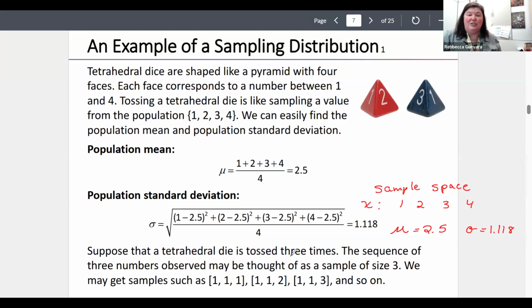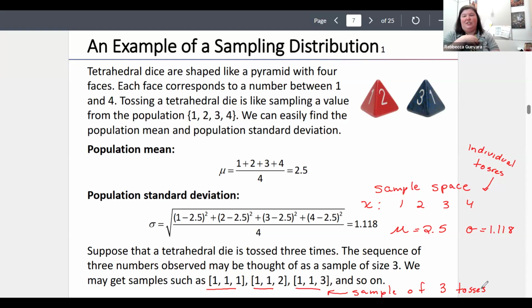Suppose that the tetrahedral die is tossed 3 times. So we're not recording individual tosses. What we're looking at is a sample of 3 tosses. So what we have here are samples. So everything we've done so far has been really focusing on individual values. We've been looking at if I do something one time, what are the probabilities. Here we're looking at groups. So the sequence of numbers observed may be thought of as samples of size 3.